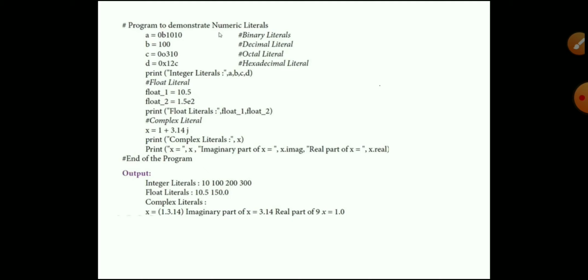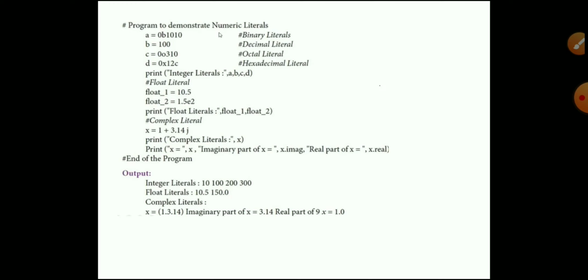Next one, float literals. Float1 equal to 10.5. So a float value has a point: an integer value, a point, then the next value, 5 or 10, whatever it is. Putting a point in between the integer values is called a float literal. The second one is also like that, 1.5 exponent 2. That is also a float literal.